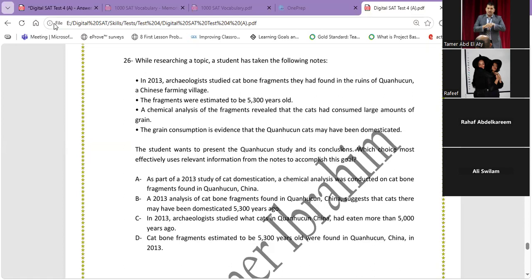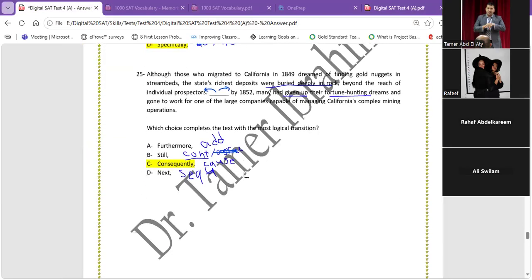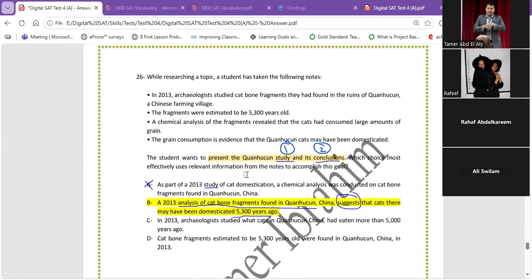Okay. Only one got this question wrong. Let's find together. Don't forget that when we come to answer the rhetorical synthesis, we look at the goal. Here, what did the goal say? Present the Quancheng study and its conclusion. So I need the study and its conclusion. Two goals: the study and its conclusion.